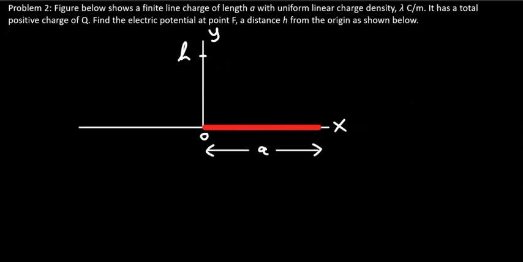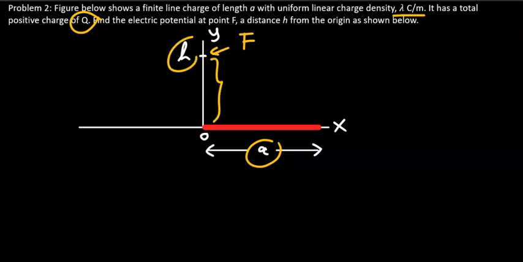Problem 2. The figure below shows a finite line charge of length a, right there, with uniform linear charge density lambda. So lambda is in the units of coulombs per meter. It has a total positive charge of Q. Now find the electric potential at point F, a distance h from the origin as shown below. So this right there is point F, a distance h from the origin.